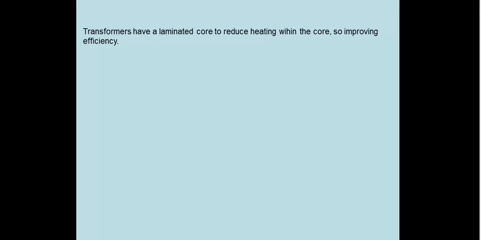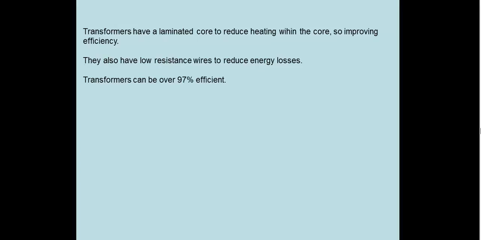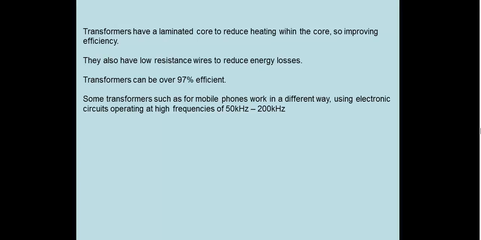Transformers have a laminated core to reduce heating within the core, so improving efficiency. They also have low resistance wires to reduce energy losses, meaning real transformers can be over 97% efficient.